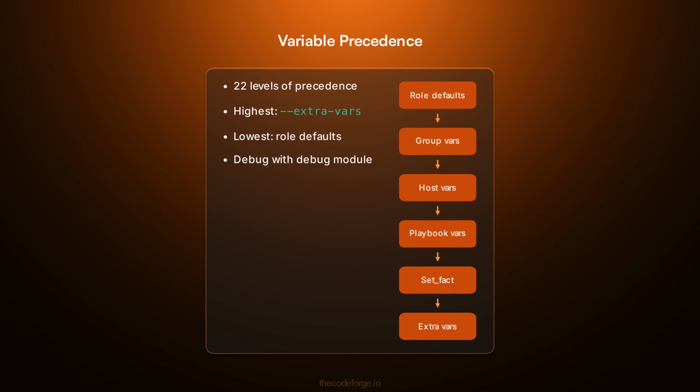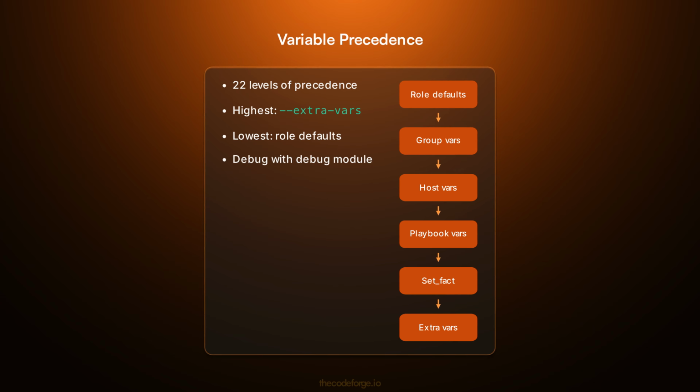Ansible has 22 levels of variable precedence. The lowest is role defaults, the highest is extra vars. Misunderstanding this order leads to subtle bugs. For example, a stray -e in a CI pipeline can override your entire inventory.